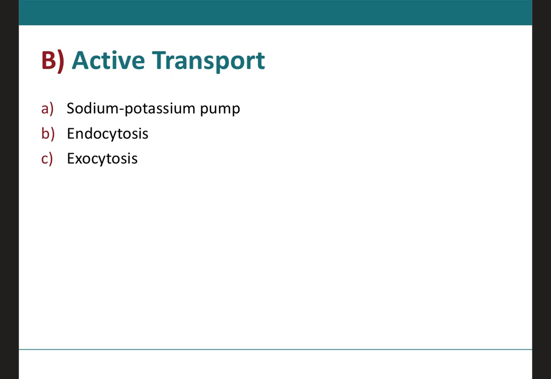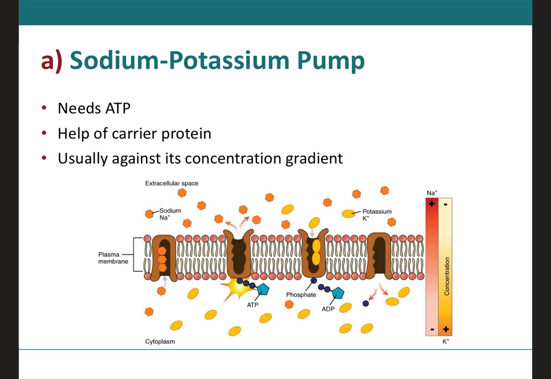Now, there are three methods of active transport. We have the sodium-potassium pump, endocytosis, and exocytosis. So like I said, active transport will definitely need ATP. It will be helped by a carrier protein. In this case, it's the sodium-potassium pump, which can also be called the sodium-potassium ATPase, and it's going to usually occur against the concentration gradient.